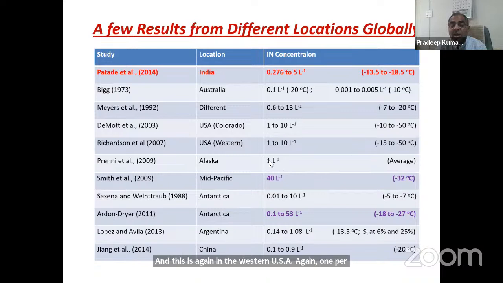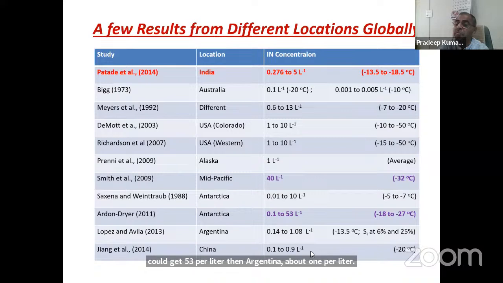And in mid-Pacific at minus 32, remember this is you're reaching almost the homogeneous freezing level temperature. They could get up to 40 per liter. Antarctica, again, it is very low, maximum only 10 per liter. Again, one more result in Antarctica where they have again gone to very low temperature, minus 27, they could get 53 per liter. Then Argentina, about 1 per liter, and China, about close to 0.9 or 1 per liter.